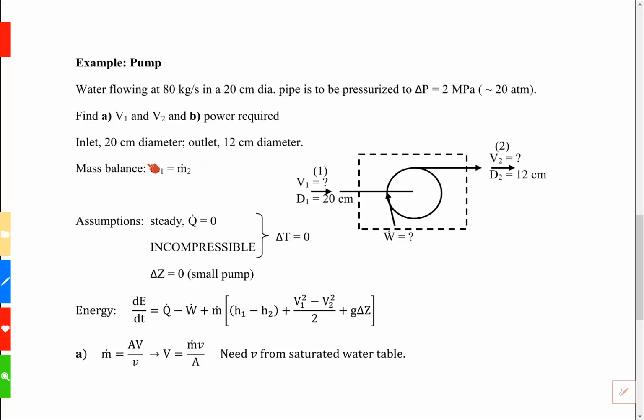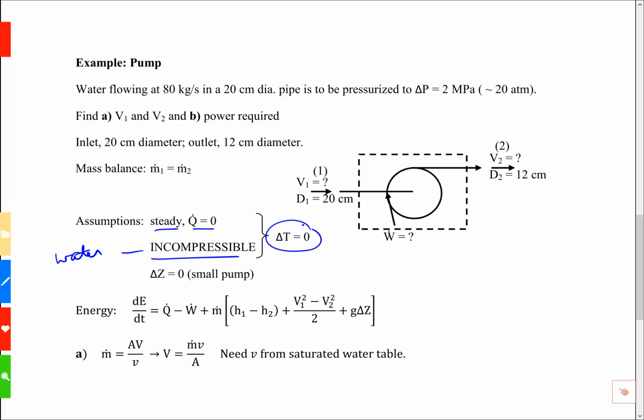It's steady flow, so it's going to be inlet mass equals outlet mass. Standard assumptions for a pump are steady flow, no heat transfer, and if this is water, then we're going to take it to be an incompressible fluid. If there's no heat transfer and the fluid is incompressible, there's no mechanism to change the temperature of the fluid, so we can take the temperature change to be 0.